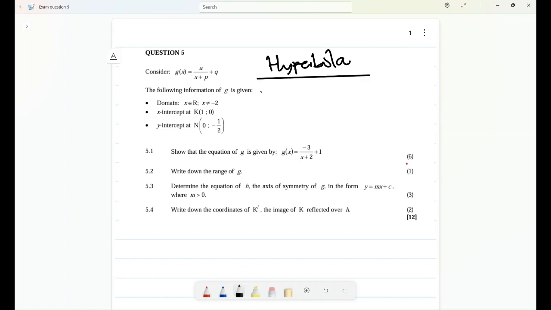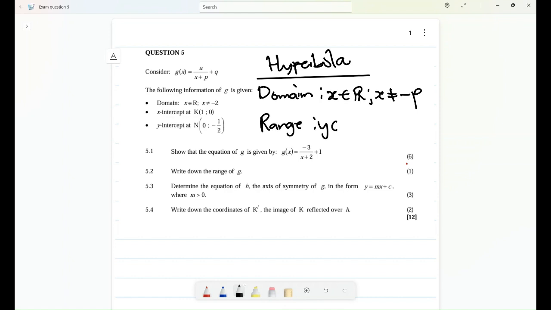For a hyperbola, your domain will be X is an element of real numbers, but your X should not equal negative P. Whatever the value of P is here, you're going to say negative of it. If your value of P is 2, it means your X should not be equal to negative 2.